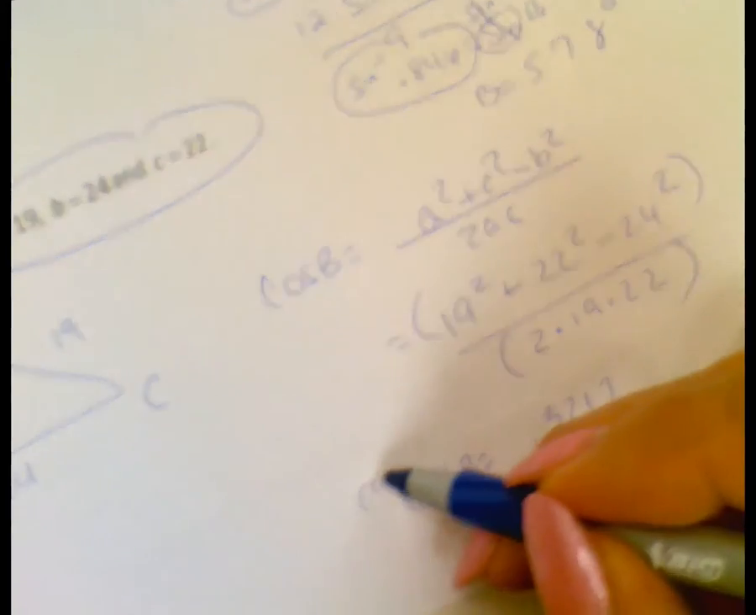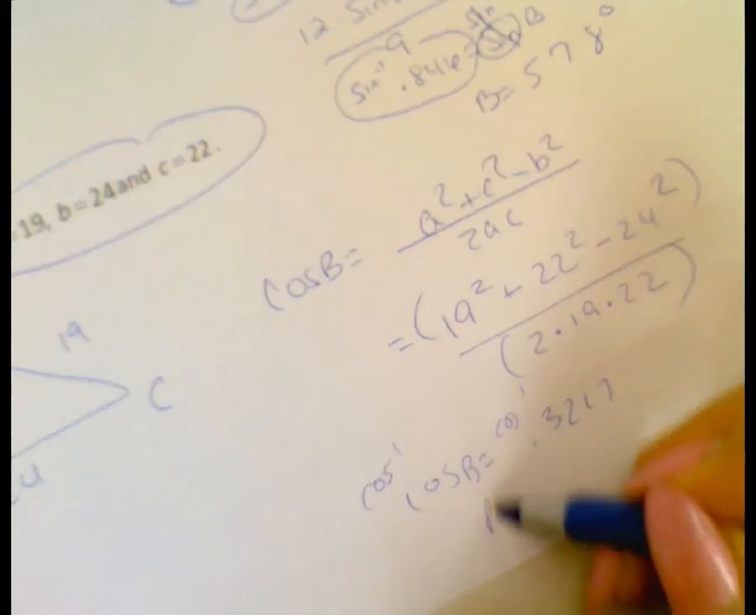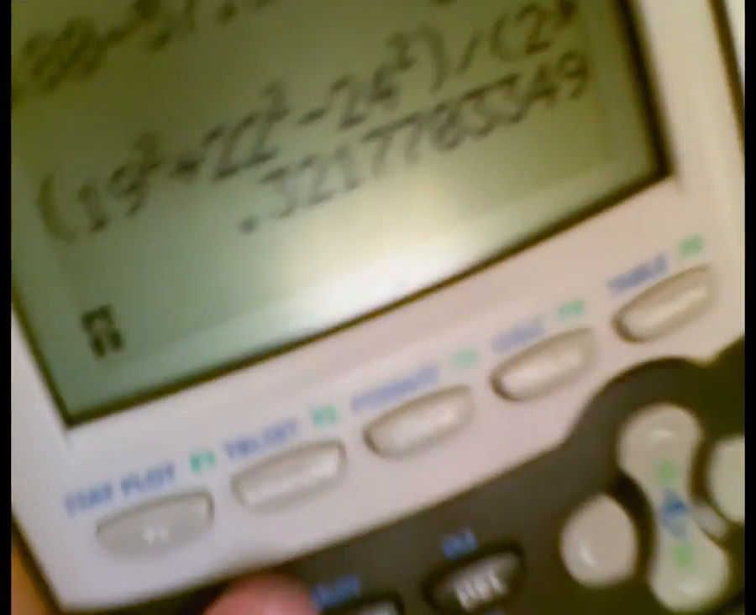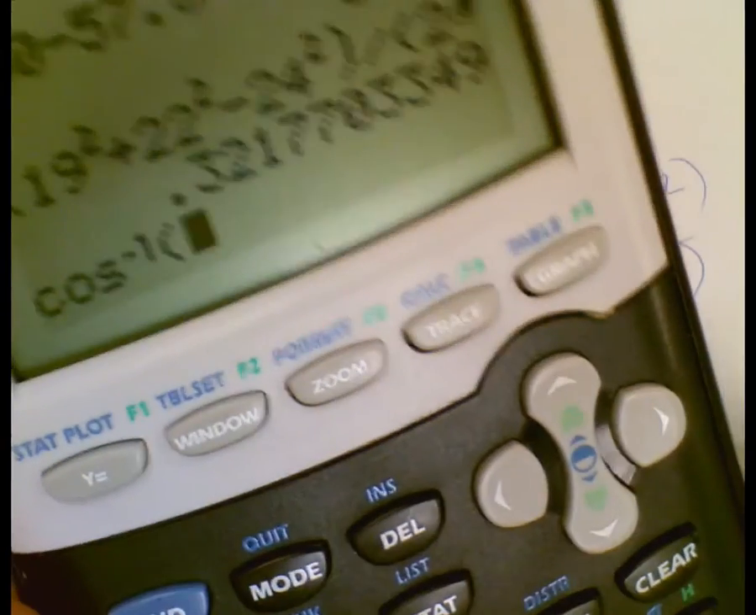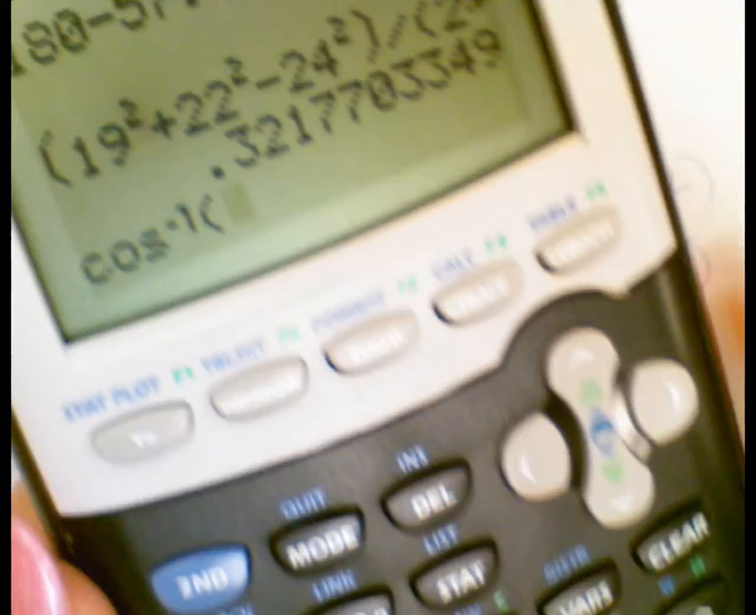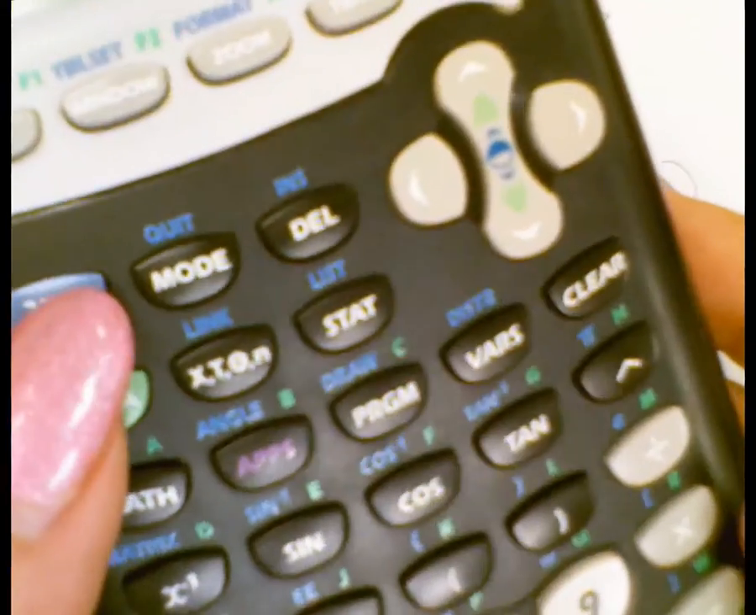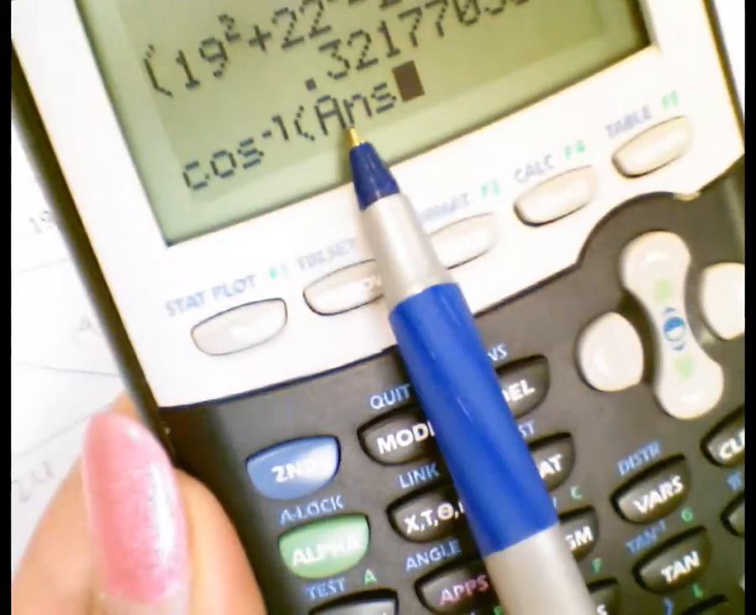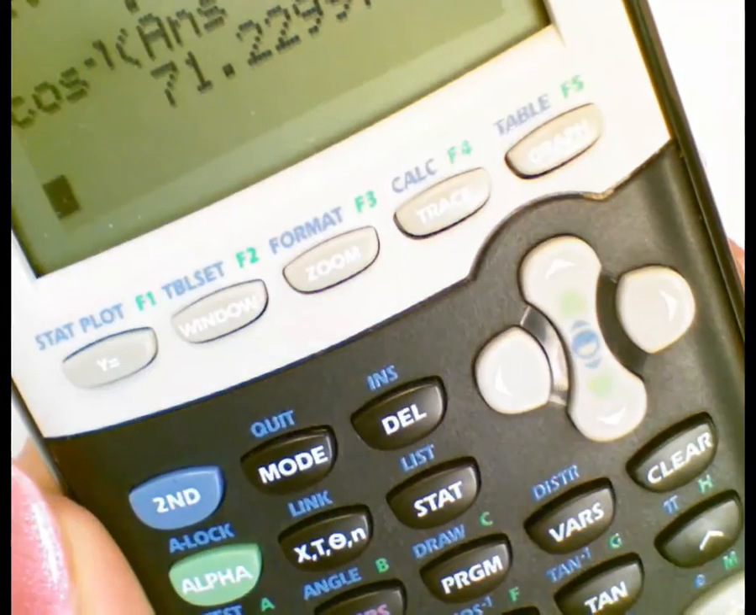Okay, so to get your answer for b, you have to take arc cosine of each side. So you're going to press second cosine. Since I went highlighted last time, I'm going to do it a different way. I'm going to press second, and then I'm going to press negative, because right above negative is the answer. And it looks like this. This is called the previous answer. That gives you that decimal. And you press enter, and you get 71.2.